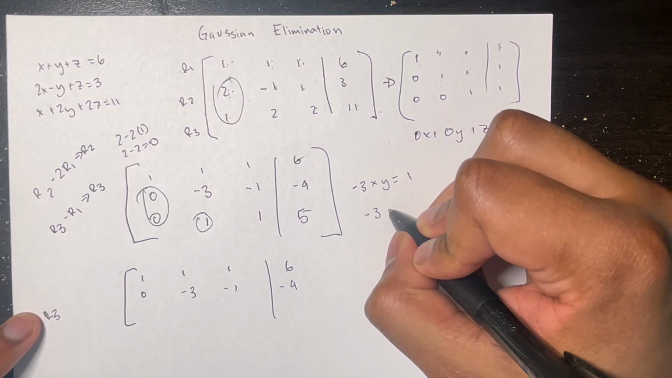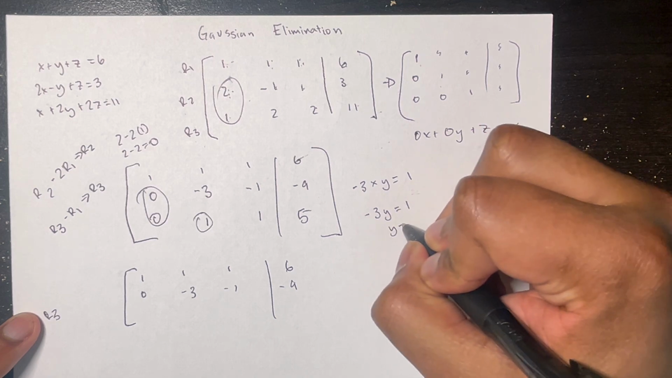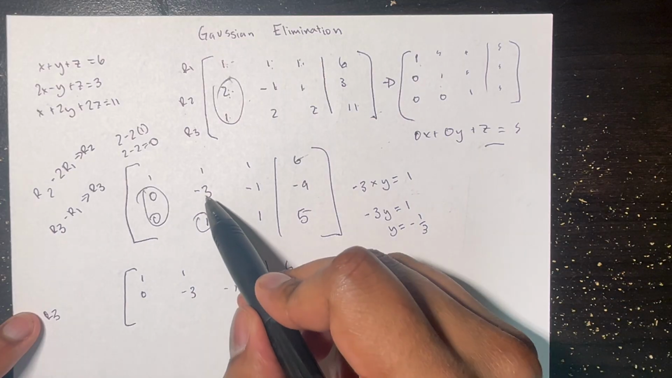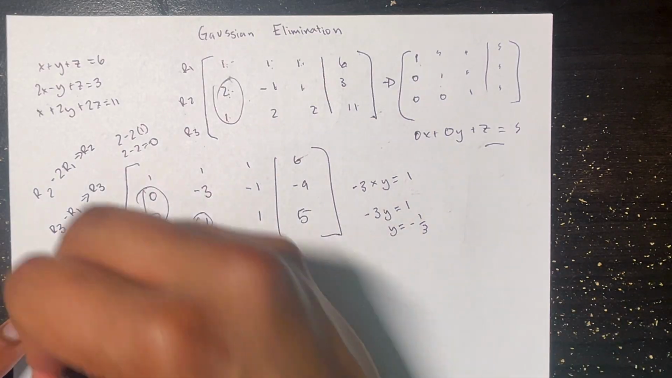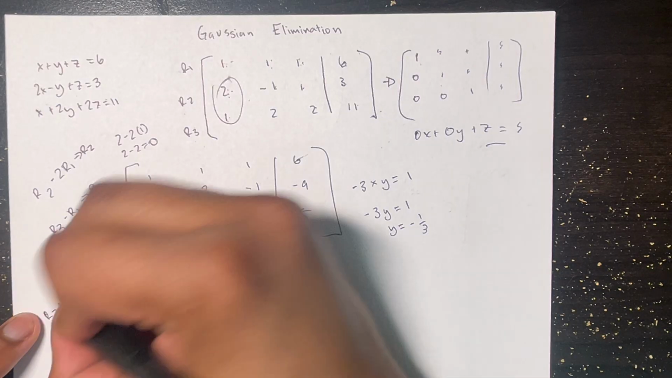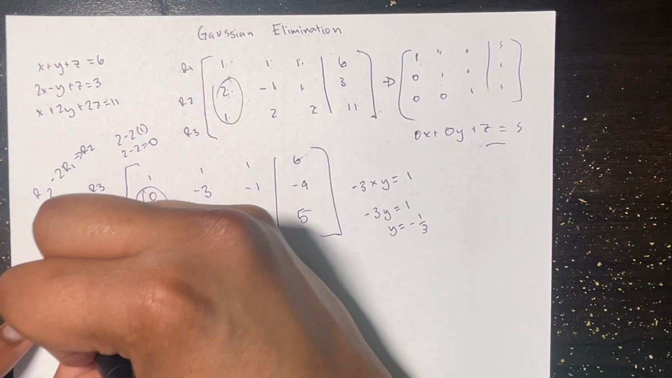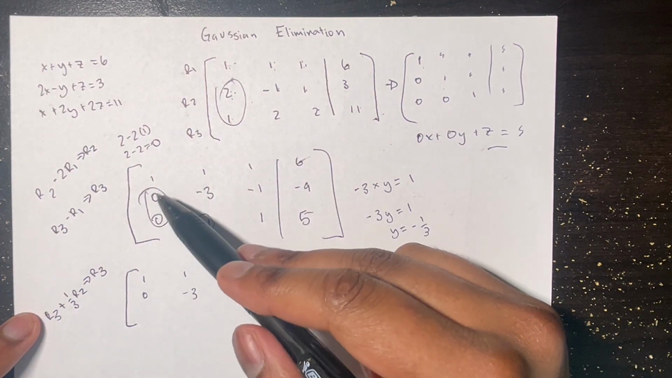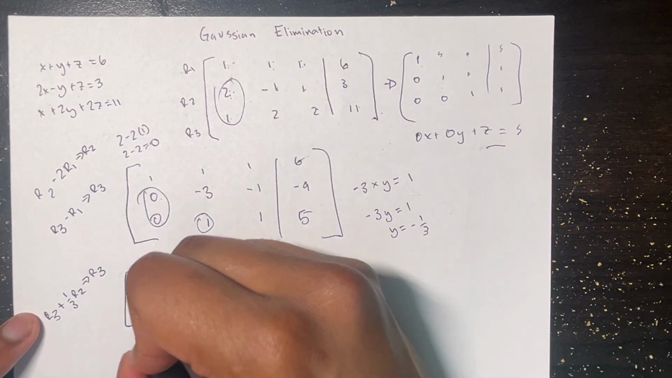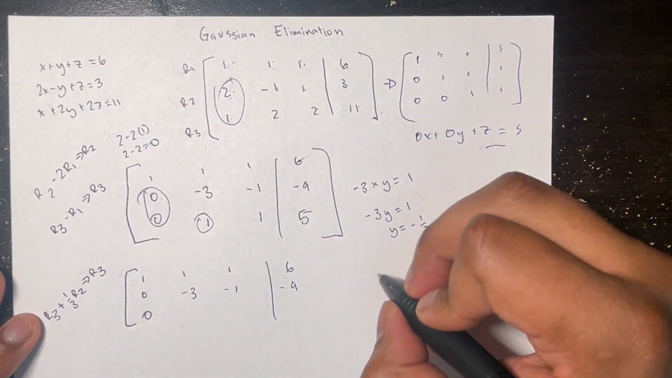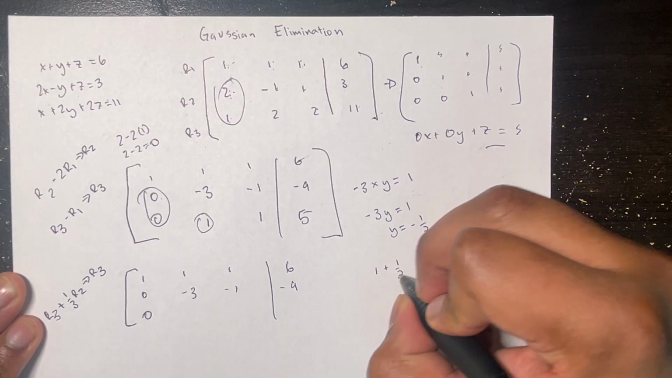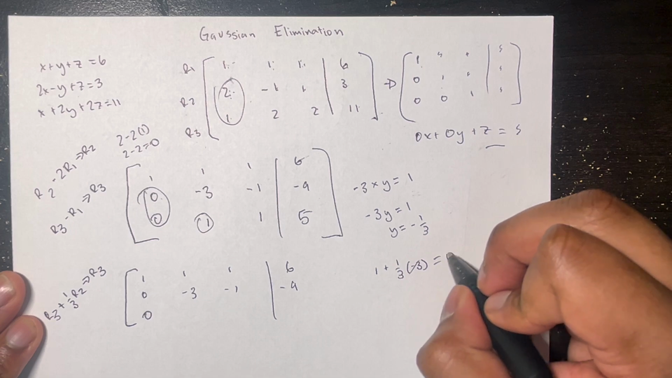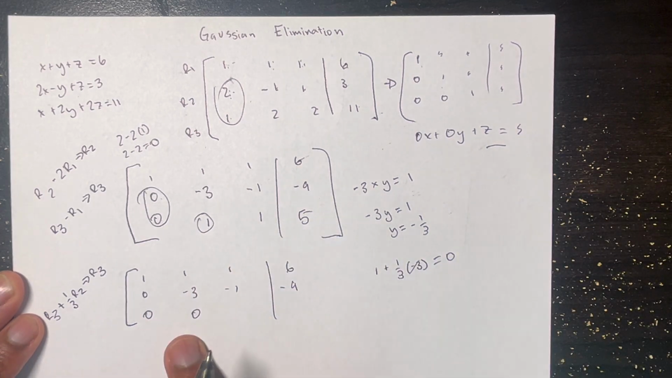So it would be negative 3y is equal to 1, y is equal to negative 1/3. So what we see here is you want to do row 3 plus 1/3 row 2, and that'll become the new row 3. So 0 plus 1/3 times 0, that'll still say 0. 1 plus 1/3 times negative 3, that'll become 1 minus 1, which will equal 0. Boom, exactly what we want.